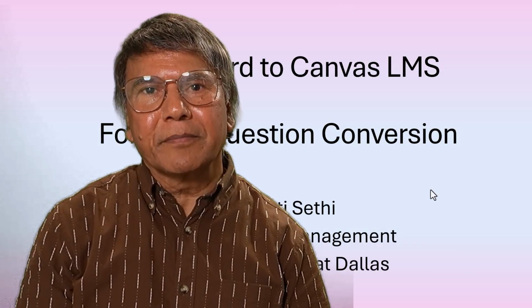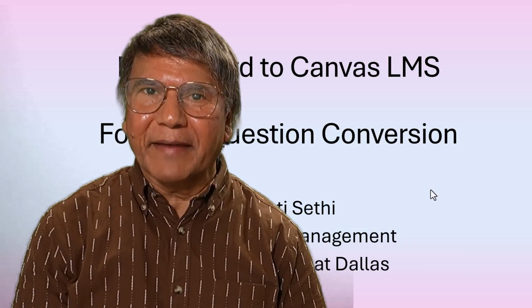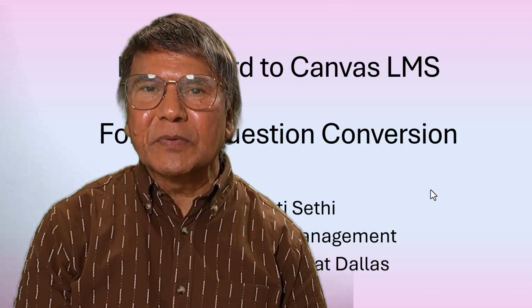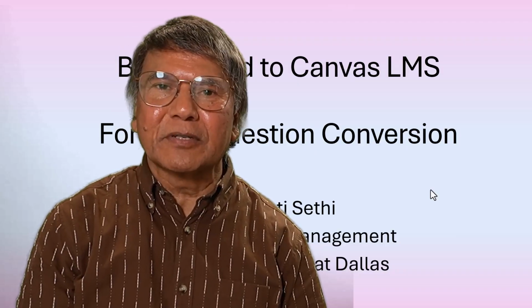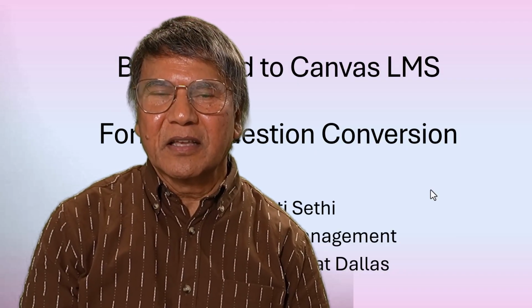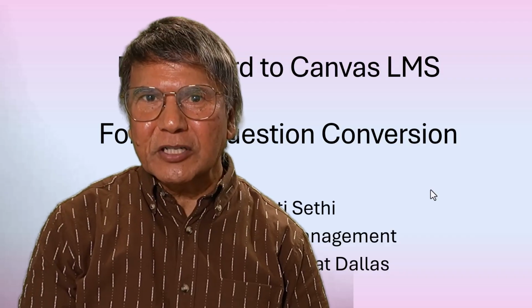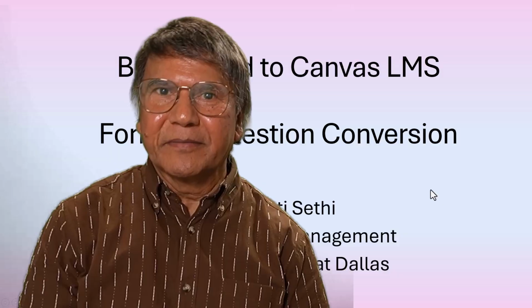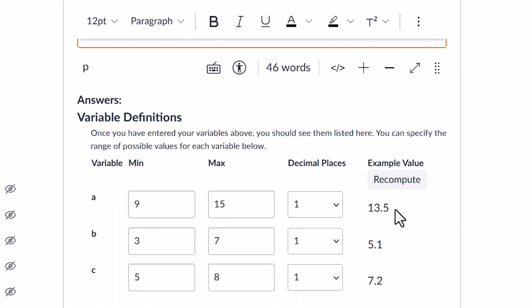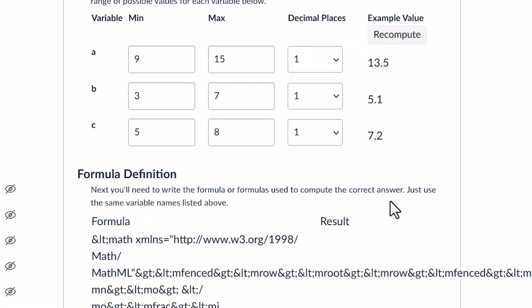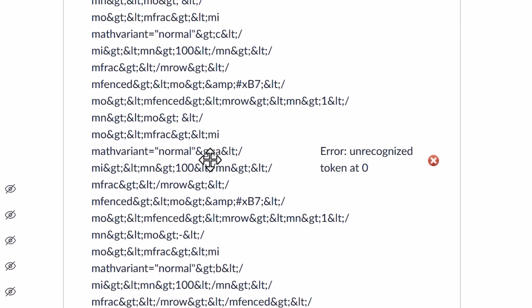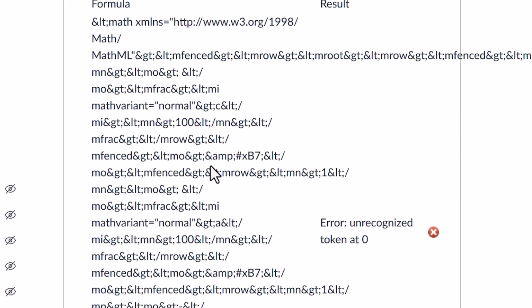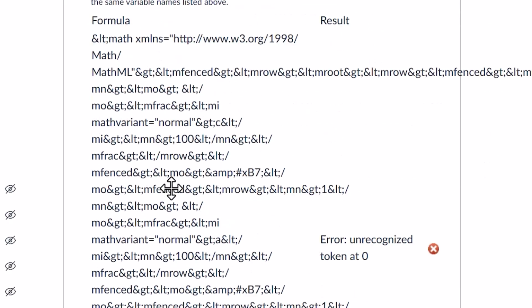When we switch from Blackboard or e-learning to Canvas, things get transferred very easily, nicely, except for the formula questions. Those questions will not get transferred, and honestly speaking, it's really a pain. So here, for instance, is an example of one formula that got transferred in this way. Basically, it's MathML. There is no easy way to convert them into the usual formulas.